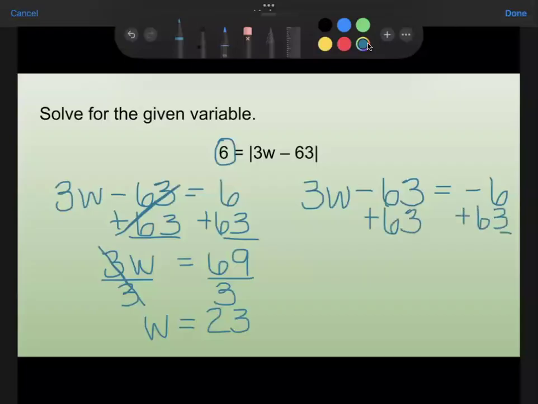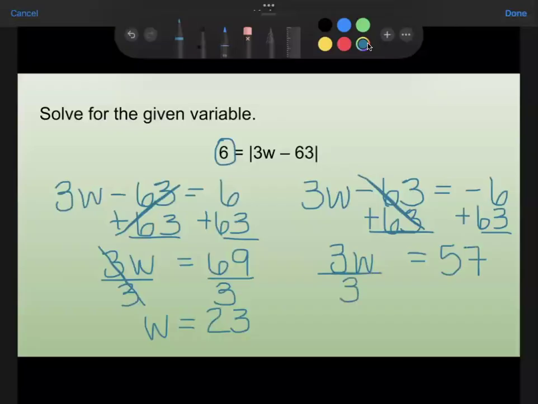to both sides. This will cancel, and I'll get 3w still. But now I need to do a negative 6 plus 63. So let me go ahead and do that. I'm just going to do that with the calculator real quick. But if you're curious about how to do that, or you feel a little rusty on that skill, I suggest checking out some previous videos I've made on adding and subtracting integers. Okay, so we've got 57.